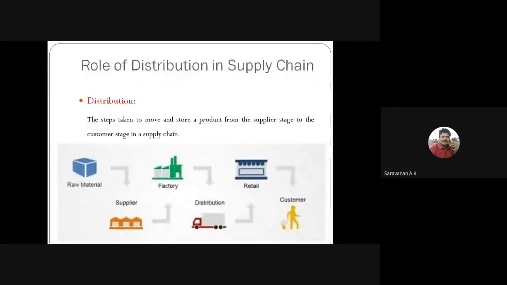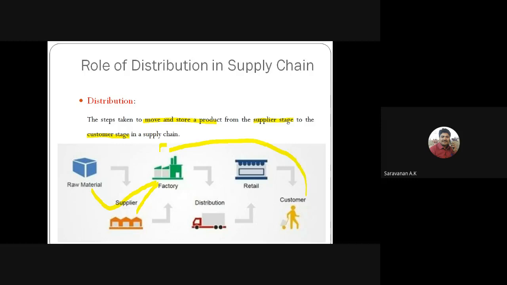So distribution is a process which moves or stores a product from one stage to another stage, I mean the supply stage. Distribution is a stepwise process to move and store the product from a supplier stage to a customer stage. It may be between the supplier and the factory, so the raw materials will be supplied from the supplier to the factory, and here the goods are manufactured, then the goods will be transferred to the customer.